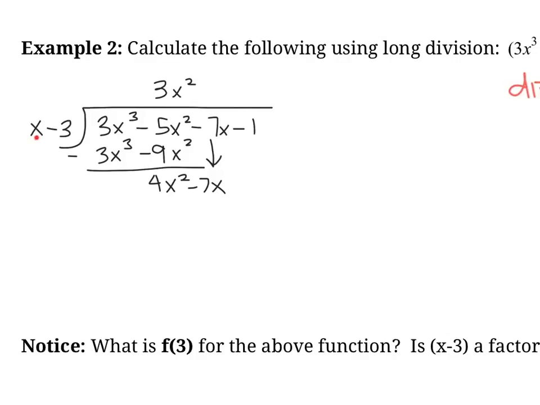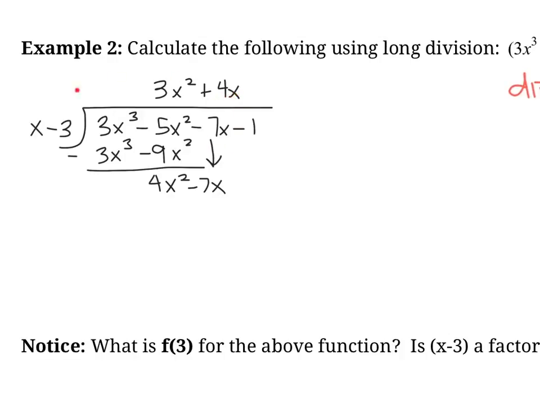So I'm going to ask myself, how many times does x go into this term right here? Another way to say that is, what's 4x squared divided by x? And we know that that answer is going to be positive 4x. And again, the same degrees are being lined up right on top of each other. So let's multiply this out.